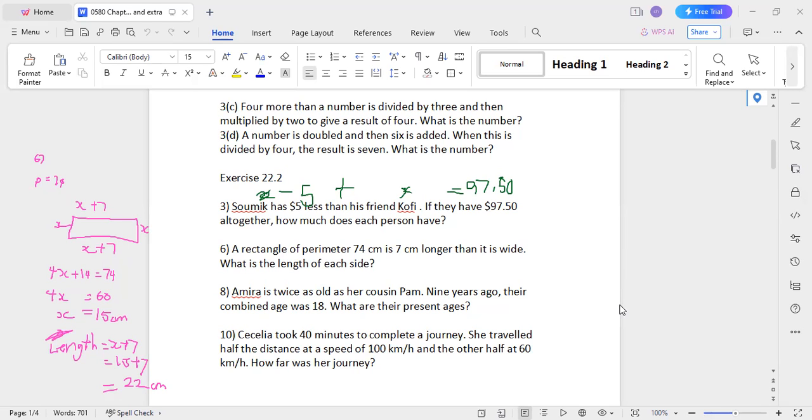Any responses for 3 and 8? Hold on, I'm typing it. Okay, for 8, I know the answer, but the working, I'm still thinking. Can I try? Okay. And anyone can try question 8. We don't want to drag it too long.